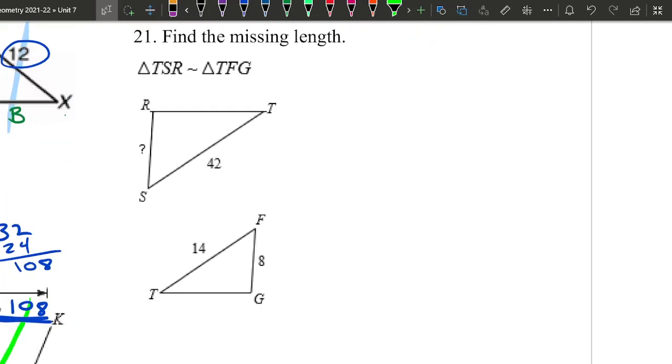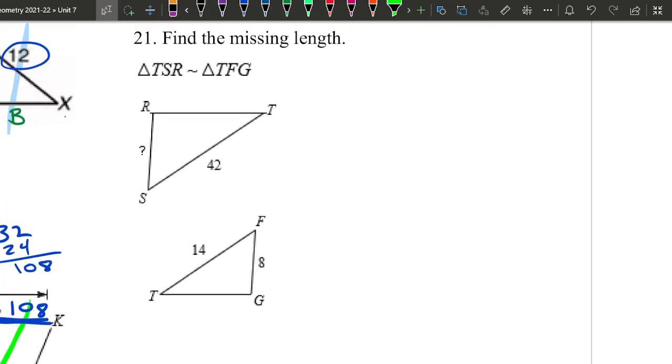Find the missing length. Okay. Let's see, missing length is side RS. Since there's no other x's in this problem, I'm going to call that x. R to S is the second two letters of the triangle in the similarity statement. So GF is what matches. It doesn't mean that it's 8. It just means that the 8 corresponds to the X. And I can see that TS corresponds to TF.